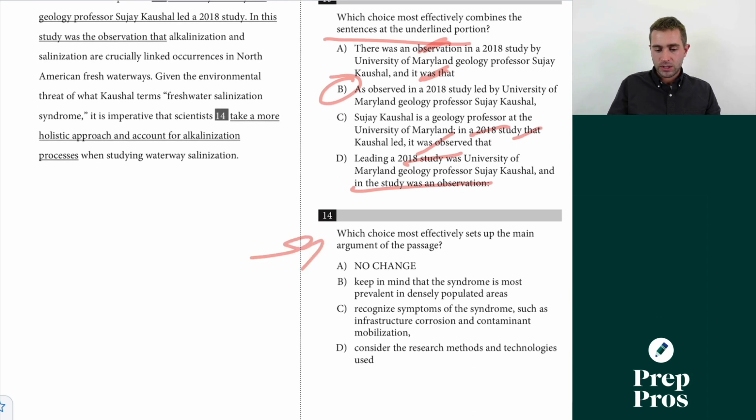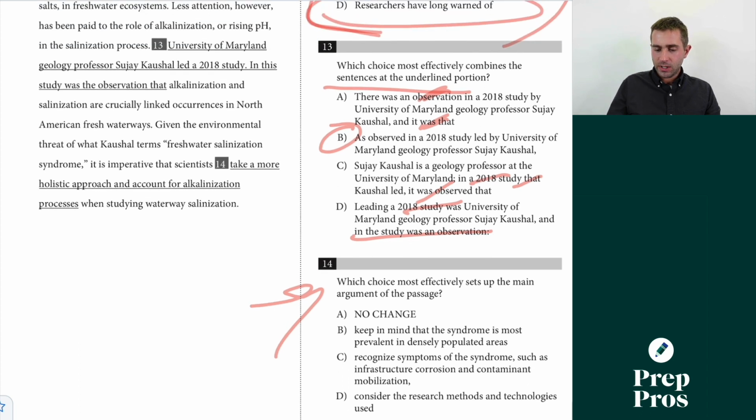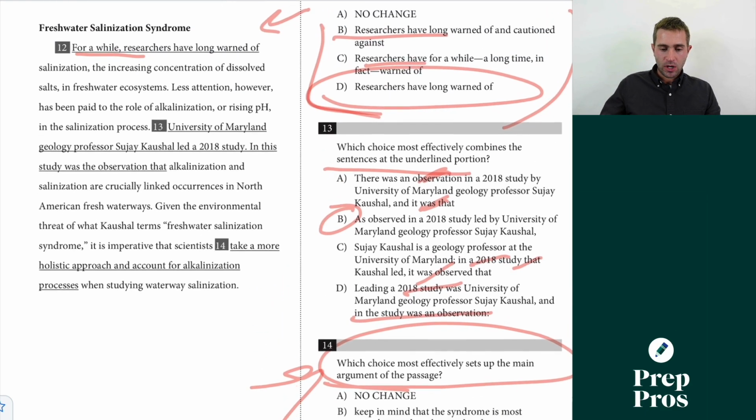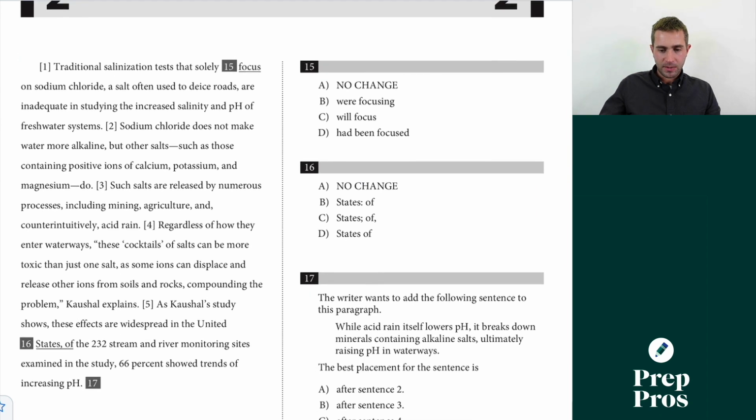Now, question 14 here. So here we're asked about the main argument of the passage, so we're going to have to read through the entire rest of this passage before going back through these questions here. So we're just going to kind of jump down here. Now, question 15 just looks like another one of these tense questions here.